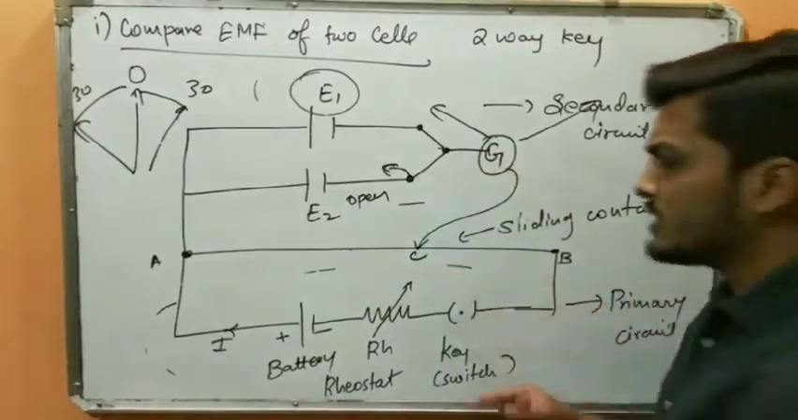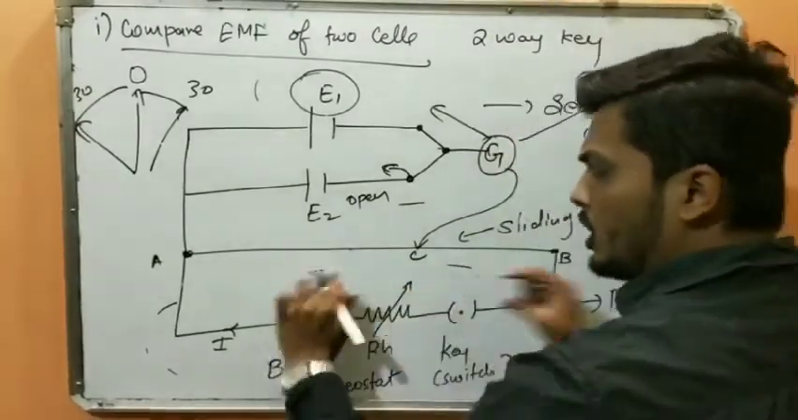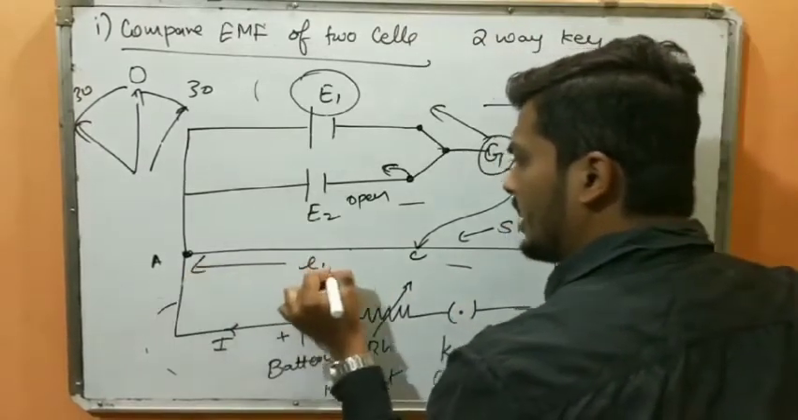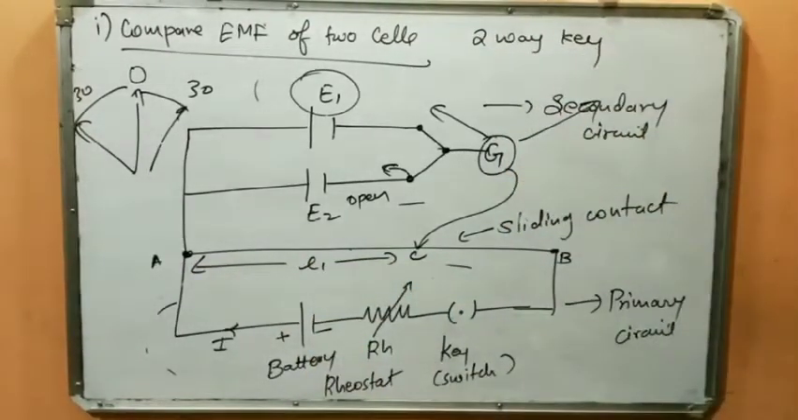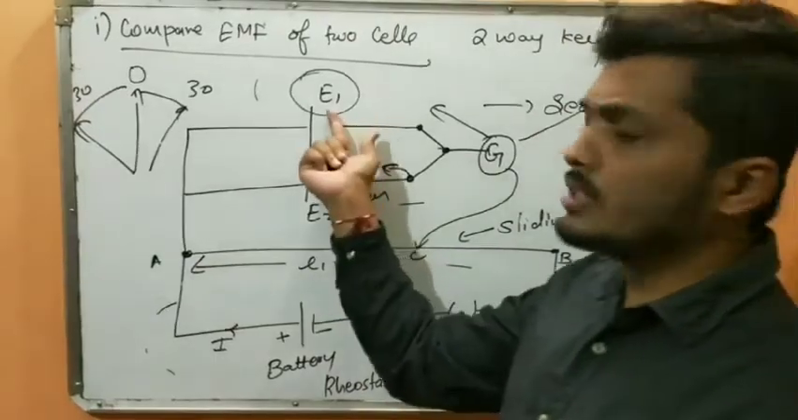So I will take a scale. Already the scale will be installed here. I'll just measure this length. I'll give it the name L1. L1 indicates the balancing length of cell E1.